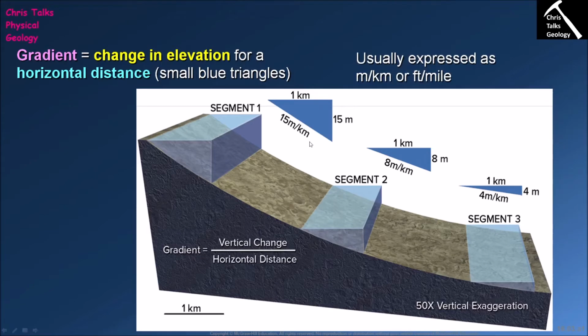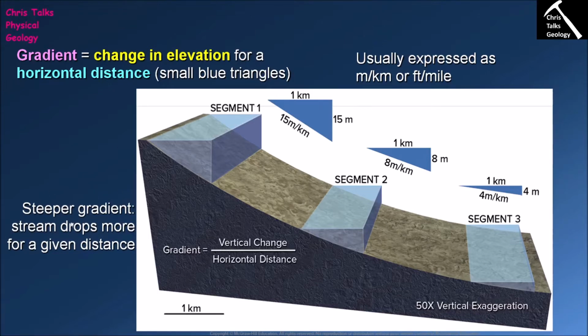When we're discussing gradients, it's normally expressed in the form of meters per kilometer or feet per mile. For instance, in the case of segment 1 we have essentially a horizontal distance of 1 kilometer and a vertical drop of 15 meters. So that would be the equivalent of 15 meters per kilometer. That would be our gradient.